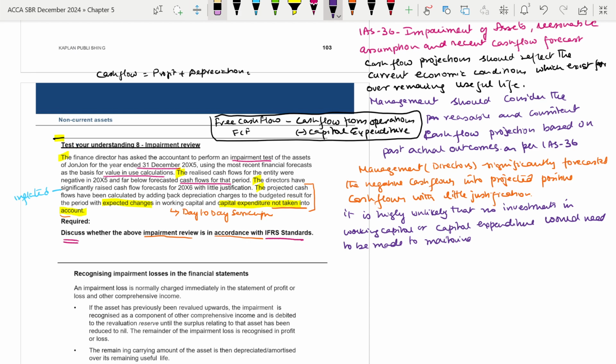To maintain, one minute. We cannot expect that, see, there will be a maintenance cost. What is it that they say? They say that for the rest of the useful life of the asset, to maintain the asset's current condition, we have to make some assumptions. Fine, we have to make some assumptions.